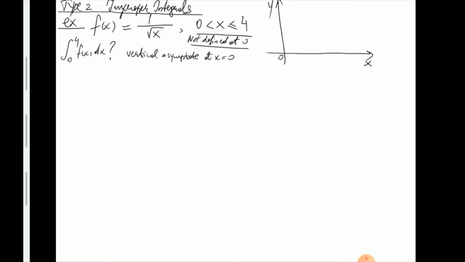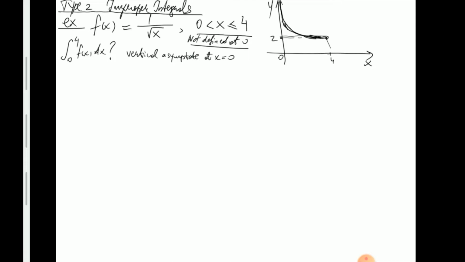As x approaches 0, the function goes to infinity, and then it decreases all the way up to 4, right? So we took the domain 0, 4. It decreases up to the point (4, 2), right? When x is equal to 4, y equals 2.